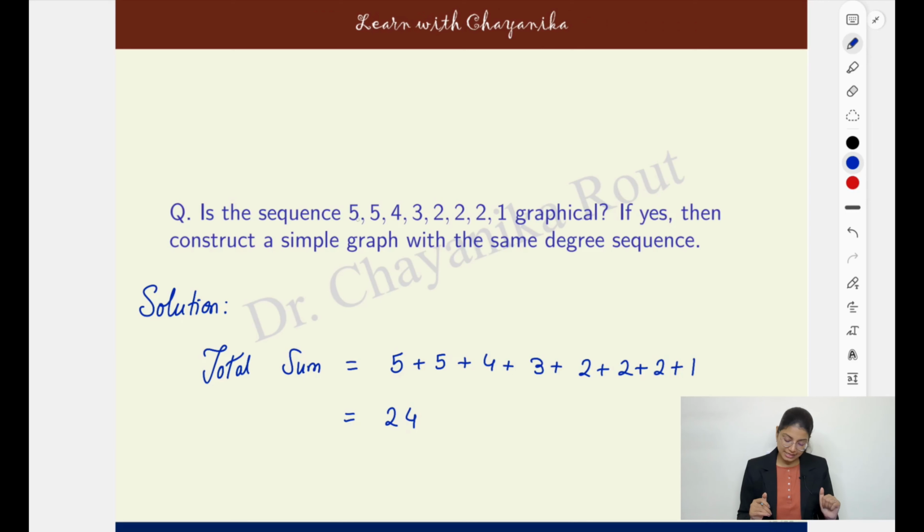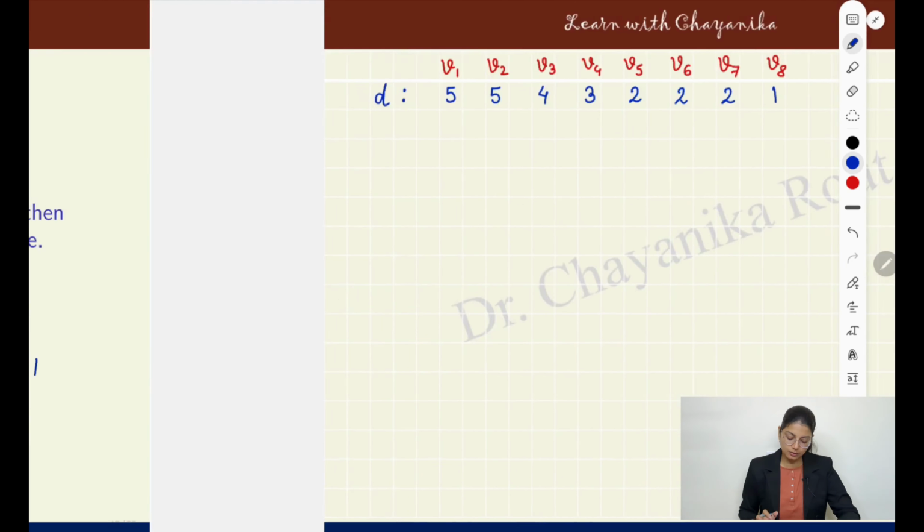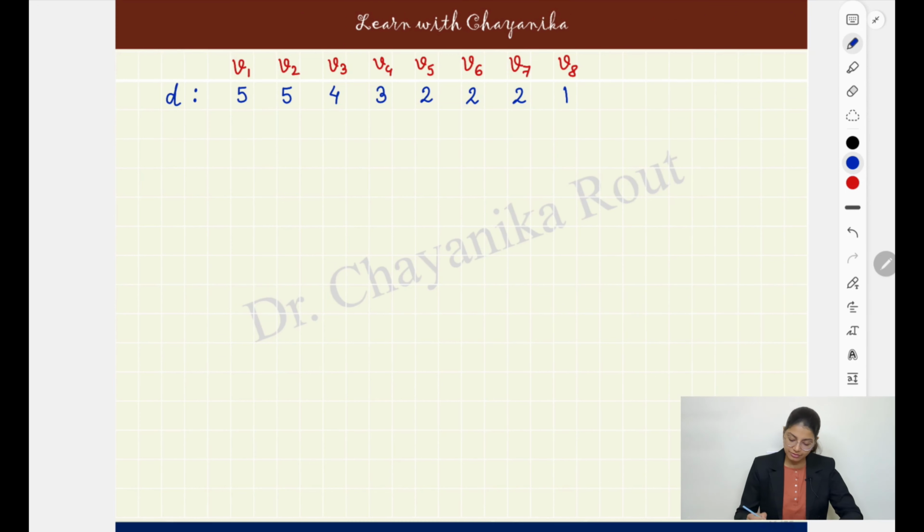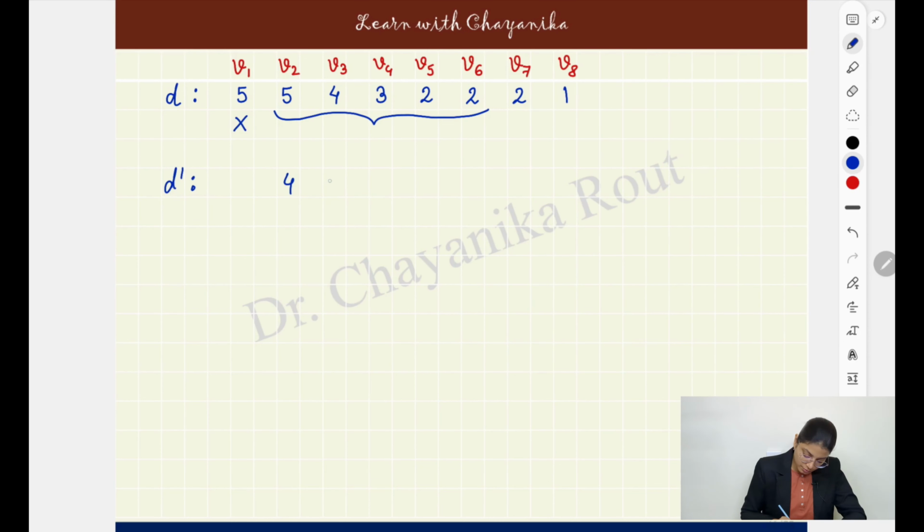Let's see the next example. So here we are given the sequence d, where the sum total is 24, it is even. So no doubt the given sequence is a degree sequence. Proceed to check if it is graphical. We see it is already arranged in the non-increasing fashion. So we proceed to find out d dash. Delete the first element 5. Next 5 will suffer reduction. So it will be 4, 3, 2, 1, 1, and these two will remain as it is.